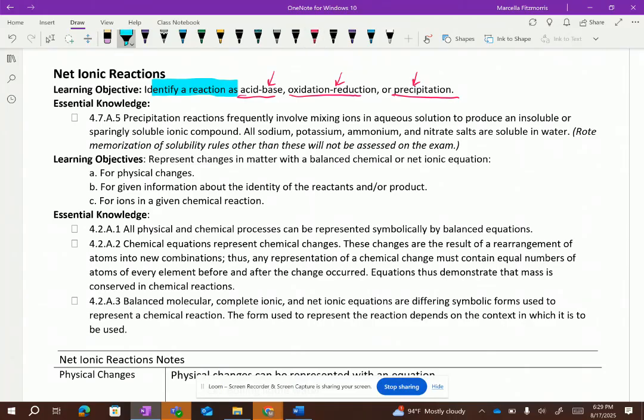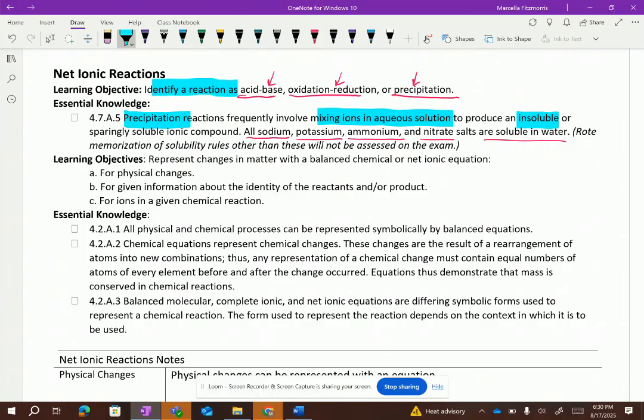Okay. So precipitation reactions frequently involve mixing ions in aqueous solution, in other words, getting them to dissolve, and then producing something that's insoluble, or in other words, it doesn't dissolve in water. Either a solid or a gas, but something that's not dissolving in water. On the AP exam, we need to know that all sodium, potassium, ammonium, and nitrates are soluble in water. Other than that, pure memorization of solubility rules won't be needed. But those you'll need to have memorized.